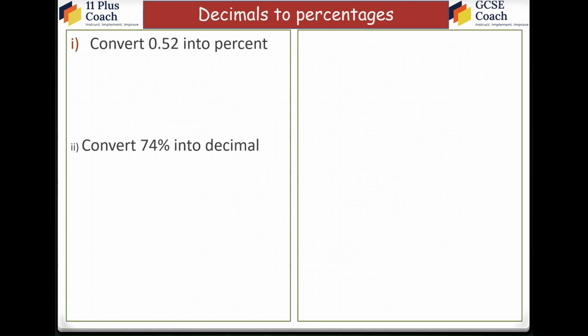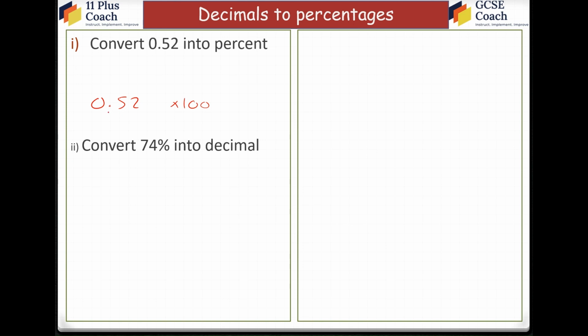I've got a question here which says convert 0.52 into a percentage. Now, in order for me to do that, remember I need to multiply the decimal by 100. So I would do 0.52 times 100. Now remember what happens to a number when you times by 100. If you've forgotten that, go and watch my video on what happens to a number when you multiply by 100.